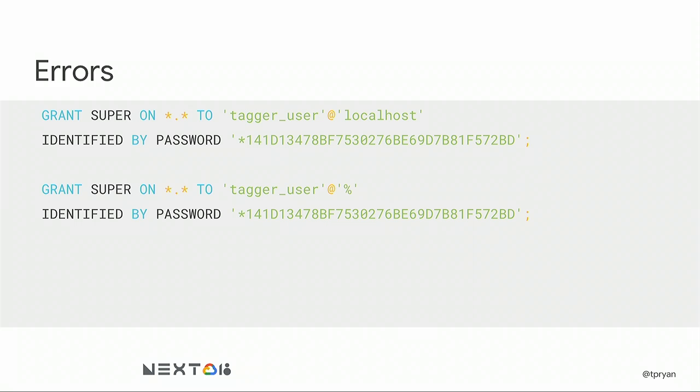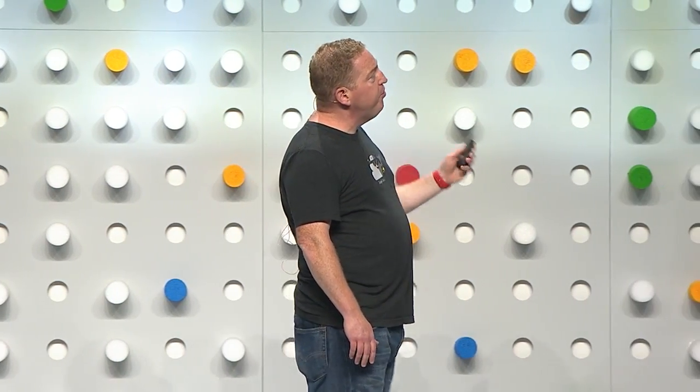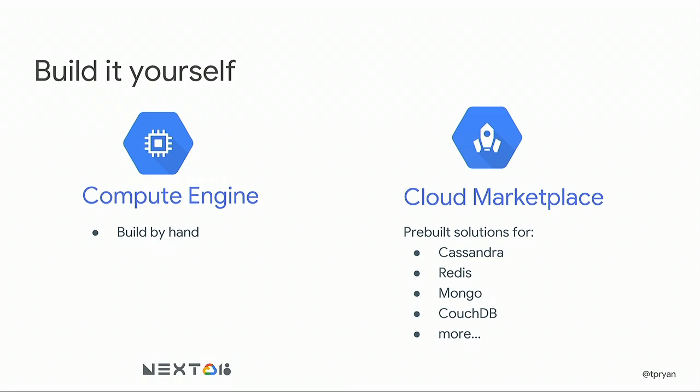So watch out for that. All right. So what if you need something we don't offer, right? Like I talked about Cloud SQL, I talked about our products, but maybe you need Redis, or maybe you need, I don't know, Mongo or Cassandra or something. Well, there's two options. You could always build it by hand using Compute Engine, right? Because it's just a VM. You can install stuff on it.